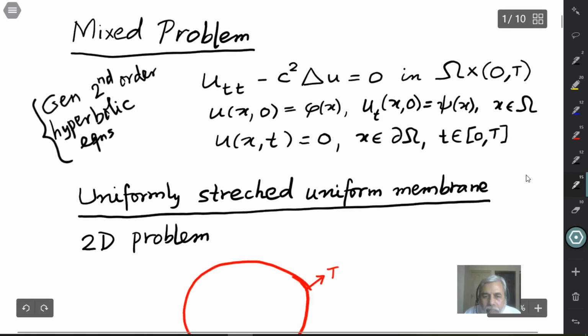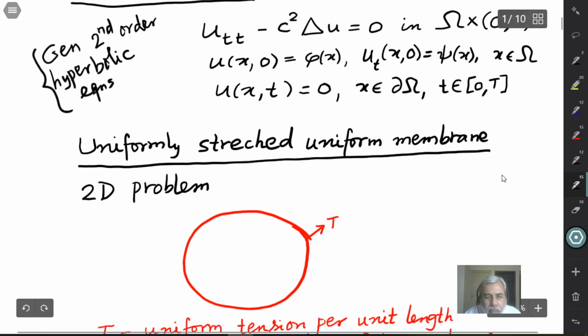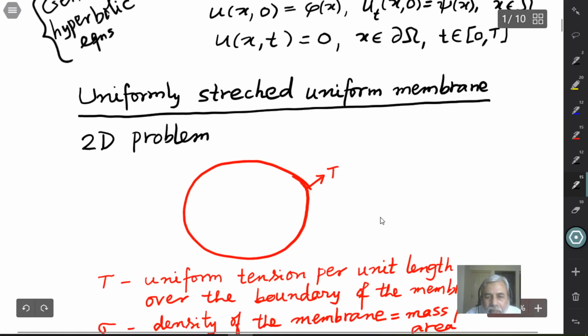Okay, so in this lecture, the topic of discussion is a 2D wave equation, and this is the case of a uniformly stretched uniform membrane. Assume that the membrane is placed in the xy plane. So for the derivation of the equation, this membrane can be of any shape, but later on we'll consider circular membranes where it is possible to obtain the solution in explicit form in certain cases.